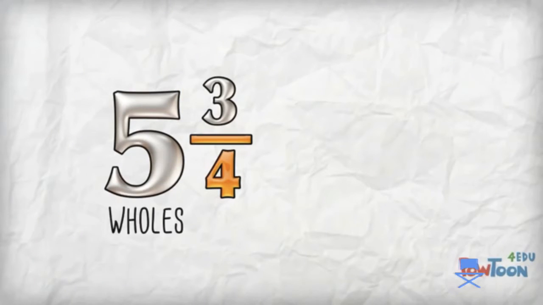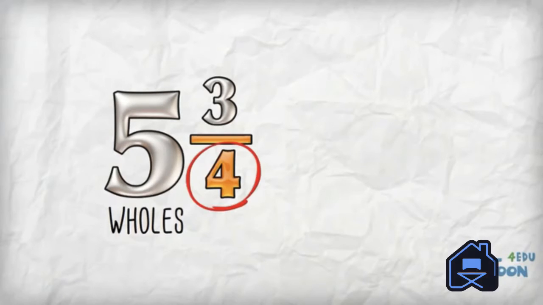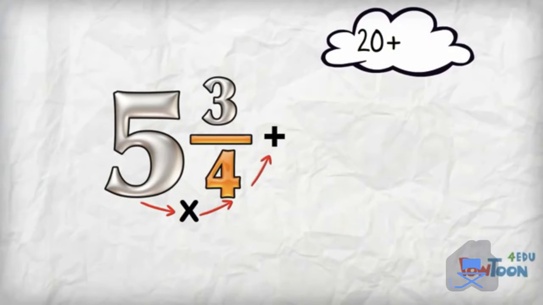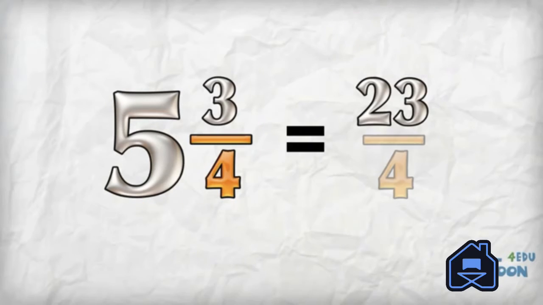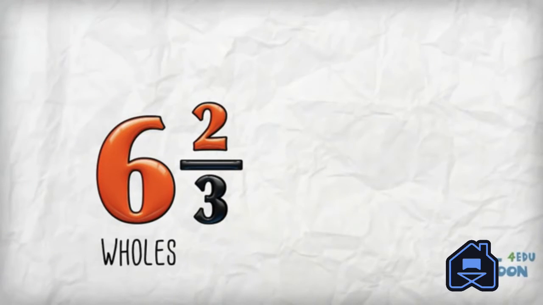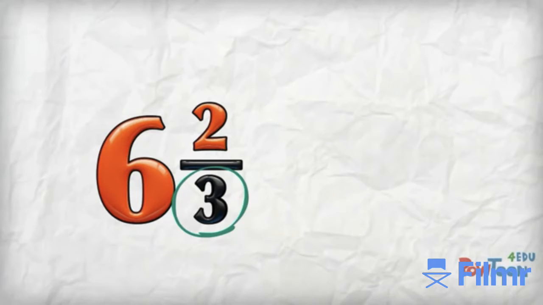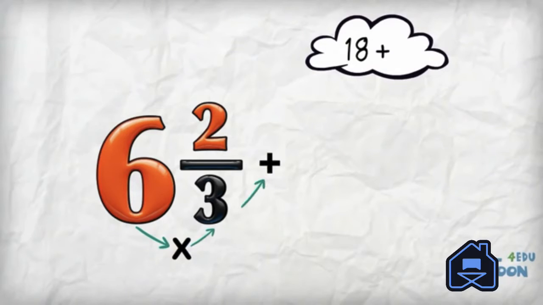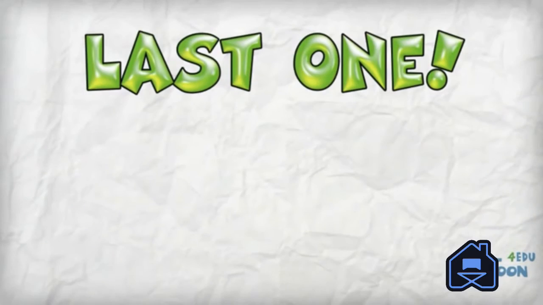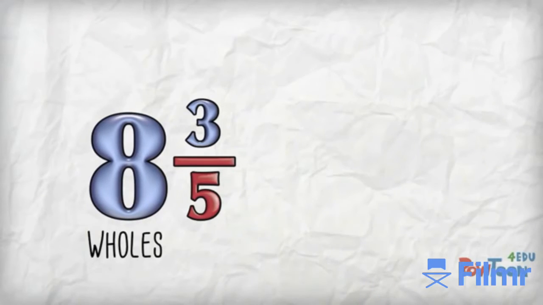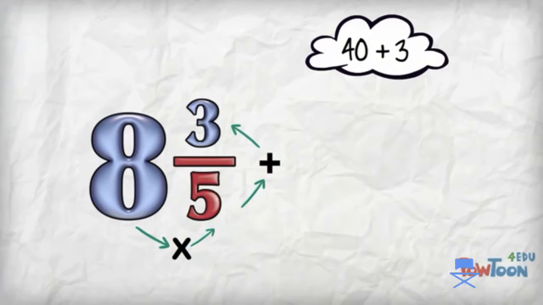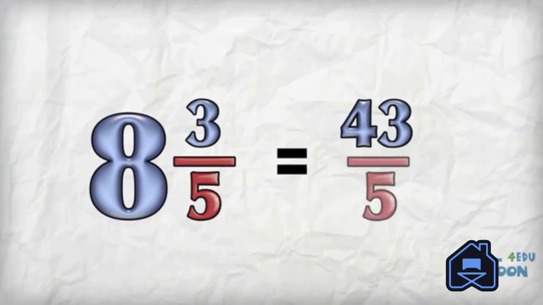5 3/4. This is 5 wholes. Each whole is worth 4 parts, as the denominator tells us. So we say 5 times 4 is 20. Add the remaining 3, that's 23 parts. Put that back over our denominator of 4. Done. 6 2/3. 6 wholes. Each whole is worth 3 parts. So 6 times 3 is 18. Add the remaining 2, that's 20 parts. Put that back over the denominator of 3. Done. Last one. 8 3/5. 8 wholes. Each whole is worth 5 parts. So 8 times 5 is 40. Plus the remaining 3, that's 43. Put that back over the denominator of 5. Done.